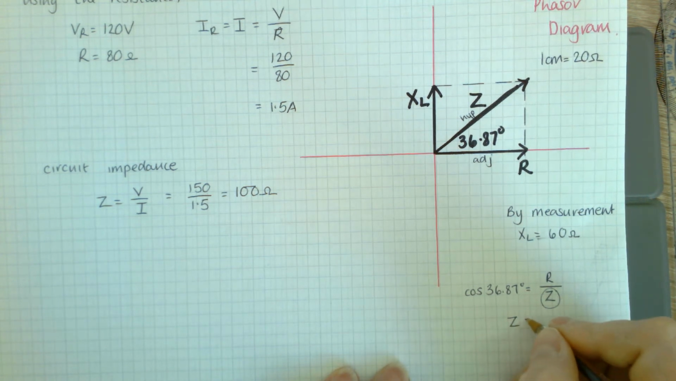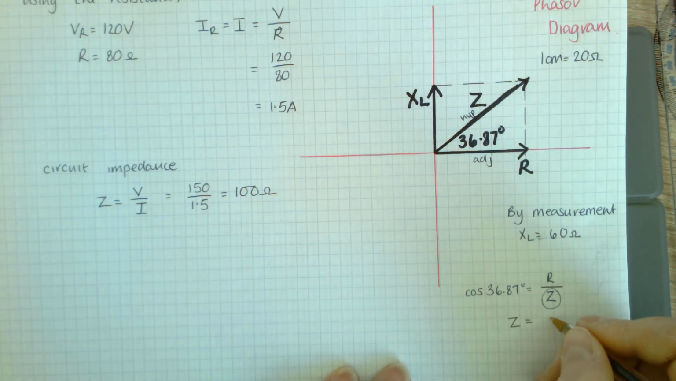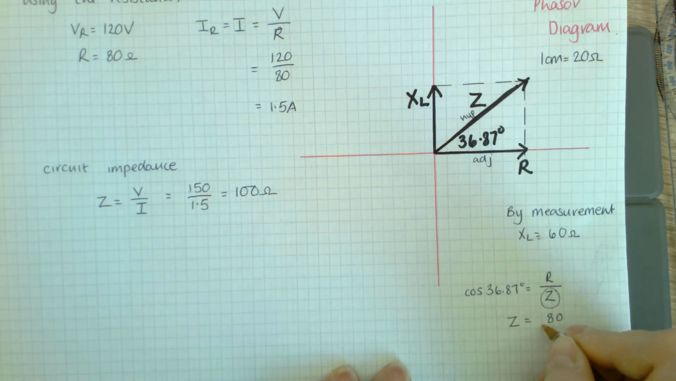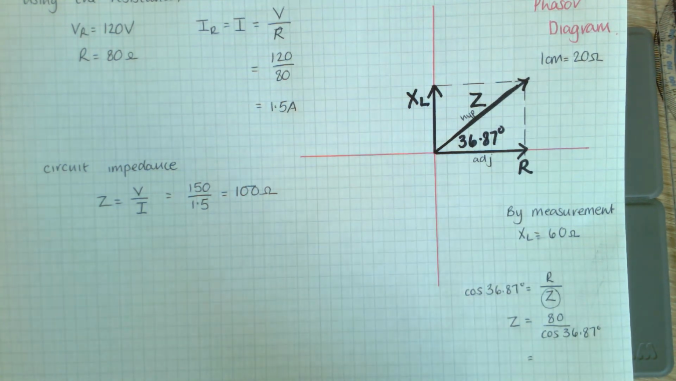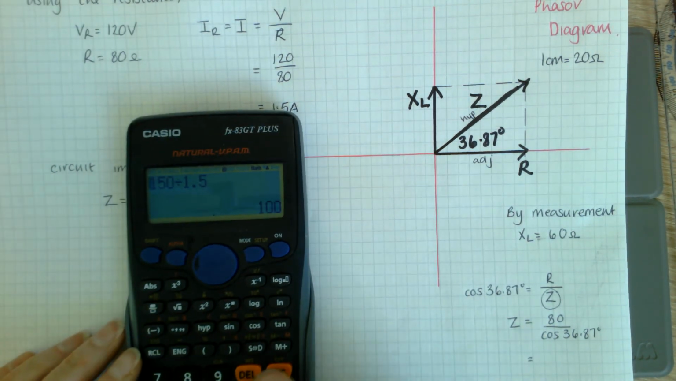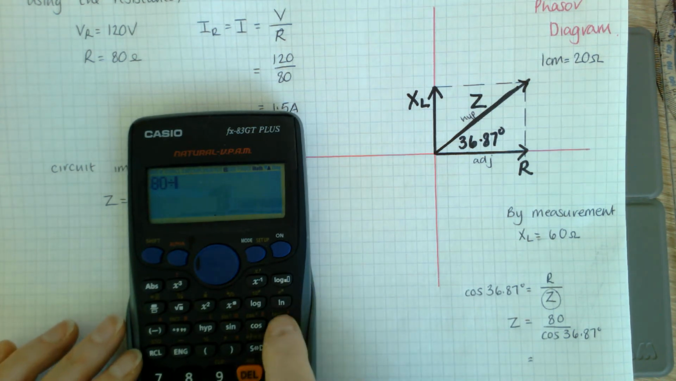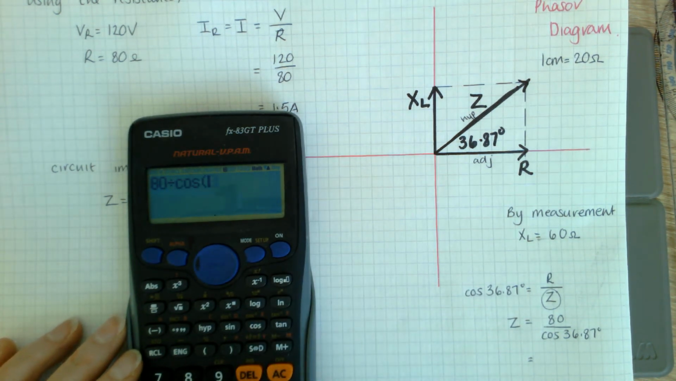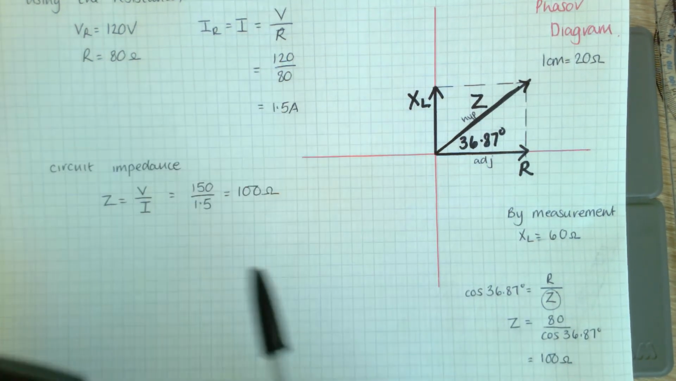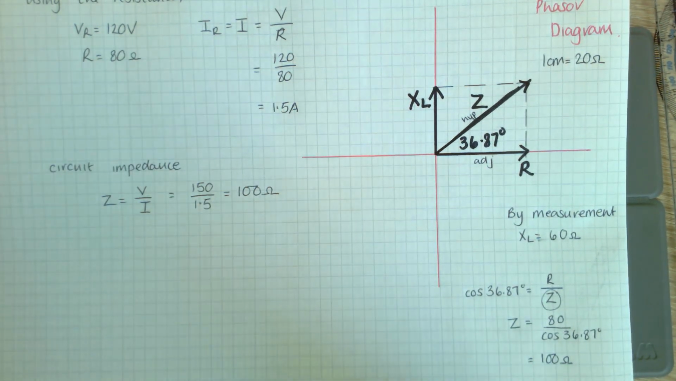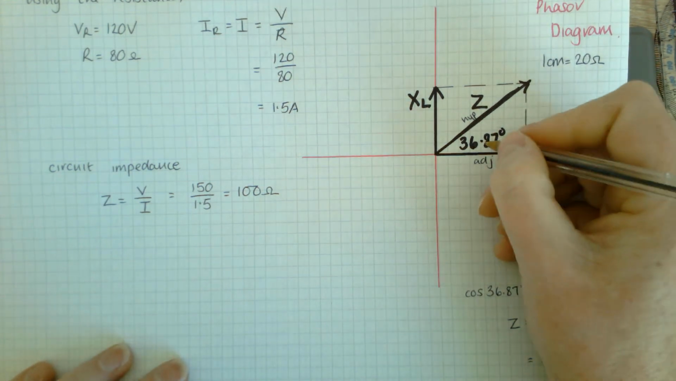So my R I've got as being 80 divided by cos 36.87. And this should prove this. Cos. And that gets me my 100 ohms. So I'm quite confident that this answer is correct and this answer is correct. They both tie in. Now moving on to my XL, that's my opposite.